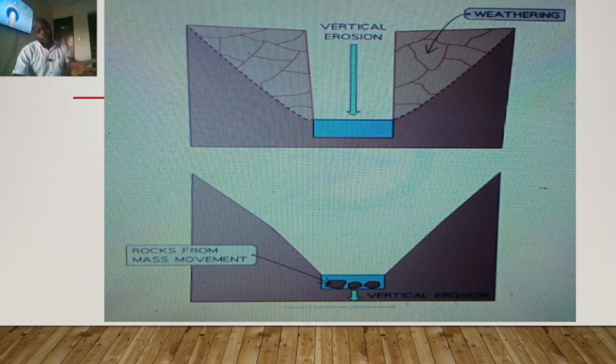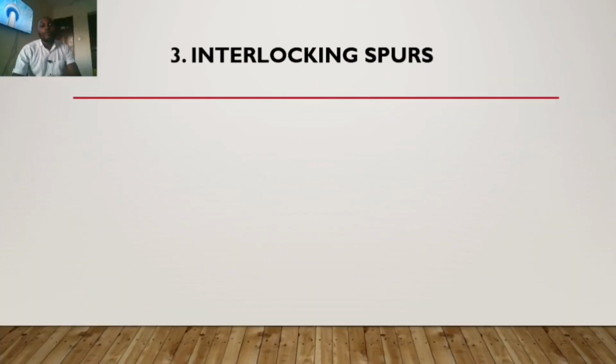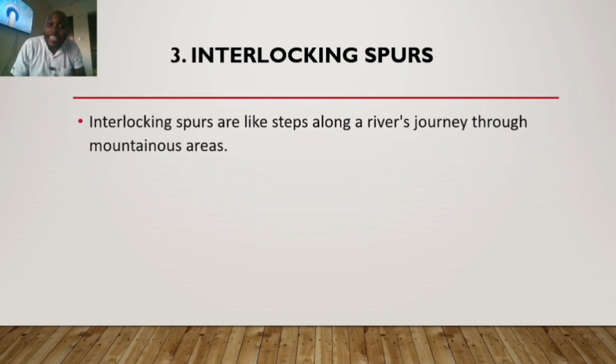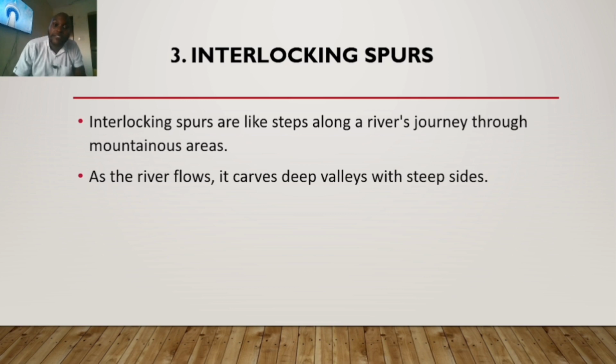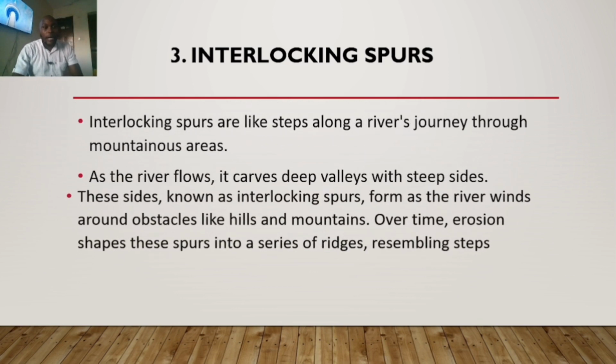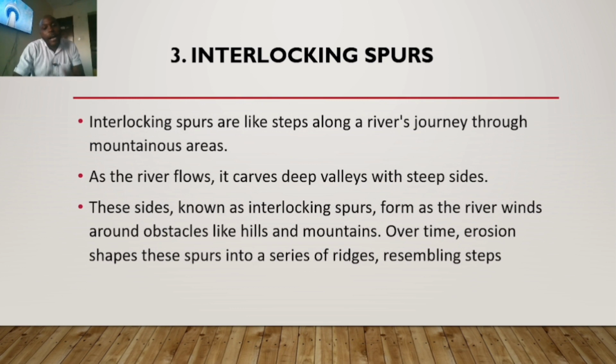Understood? Now let's move to the third one, interlocking spurs. You've heard of interlocking spurs? Interlocking spurs are like steps along a river's journey through mountainous areas. So what happens? As the river flows, it carves deep valleys with steep sides. This is known as interlocking spurs. How do they form? They form as the river winds around obstacles.